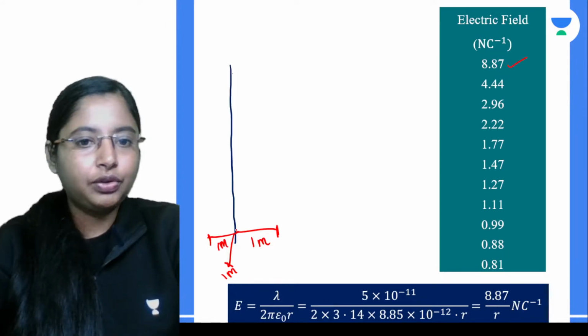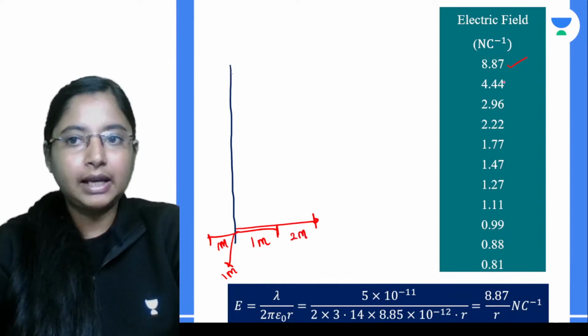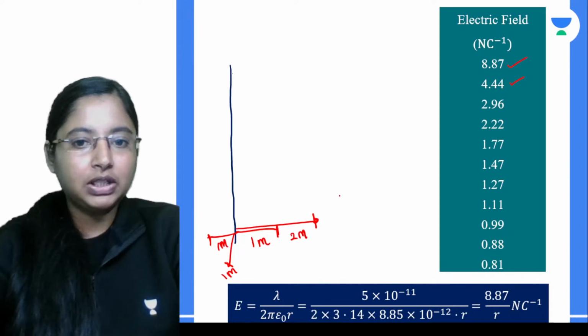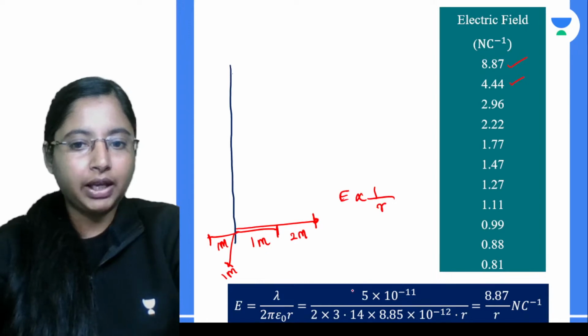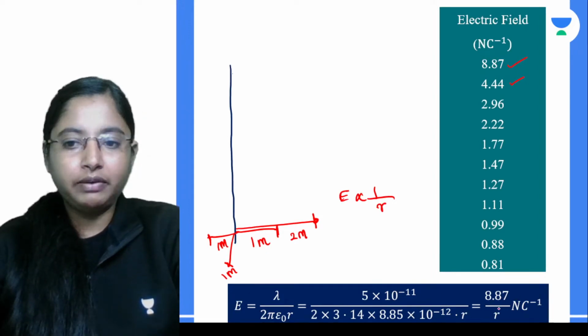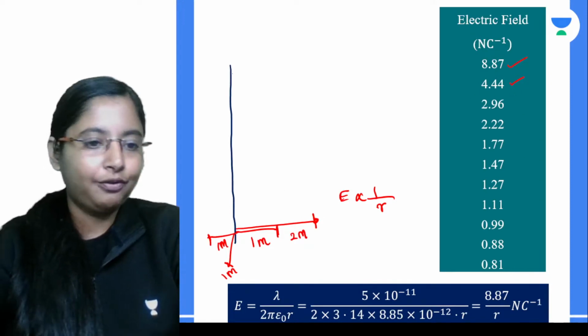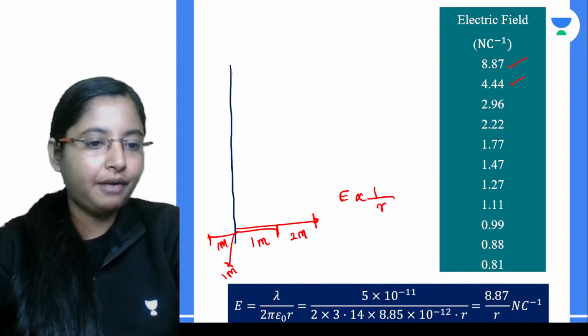Now from this field line, we are going to go 2 meters. When we go 2 meters, what is the electric field? We find it is half of the initial quantity. Why? Because E is proportional to 1 by R, and only R is varying, the rest are fixed quantities. So 8.87 divided by R is basically 4.47, half of this value.